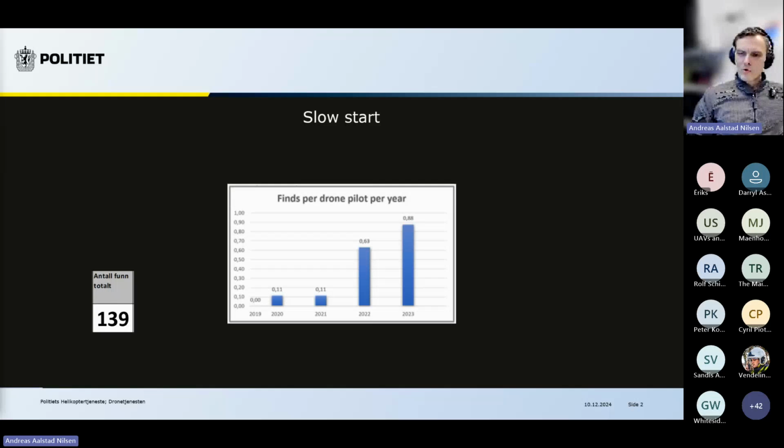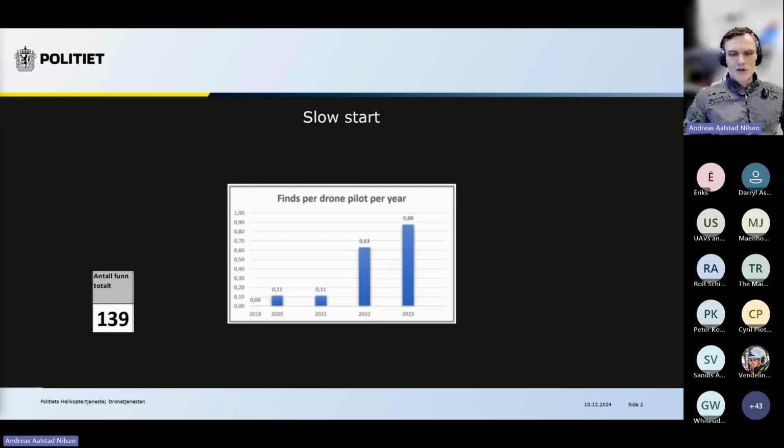We started out in 2019, 2020, and 2021 by averaging about 0.1 successful location per drone pilot per year, meaning that we basically had to work for 10 years on average for every successful finding of a lost person. Pretty underwhelming, so we took a careful look at how to improve our techniques and tried to create a better system to use for SAR missions.